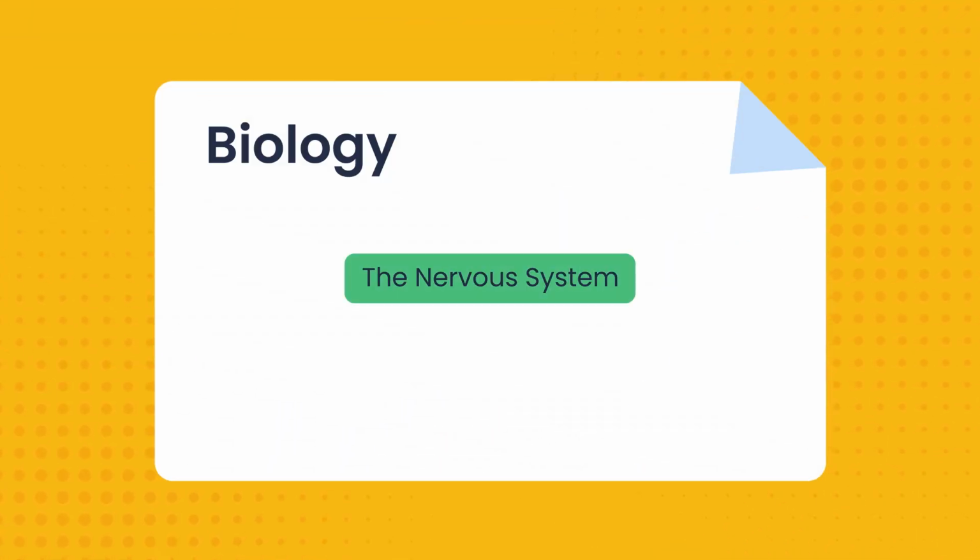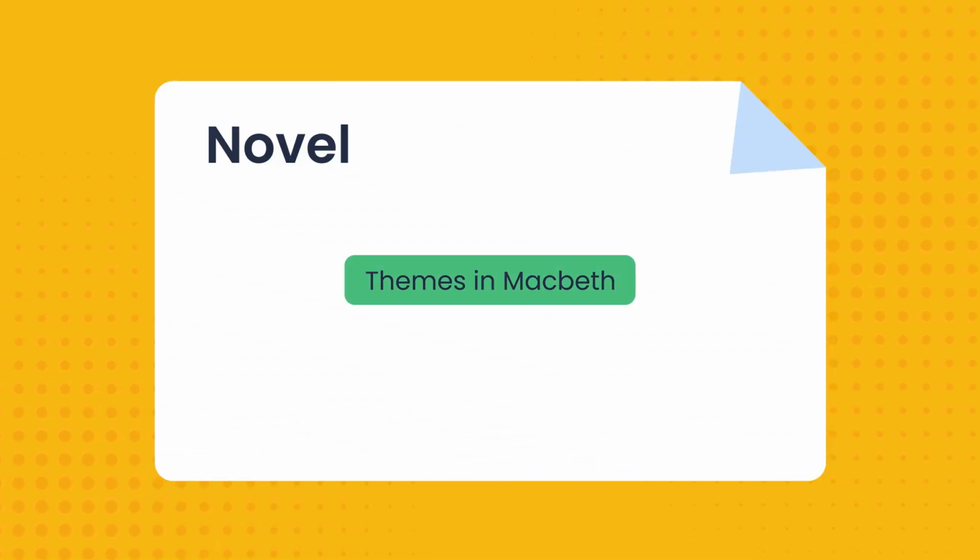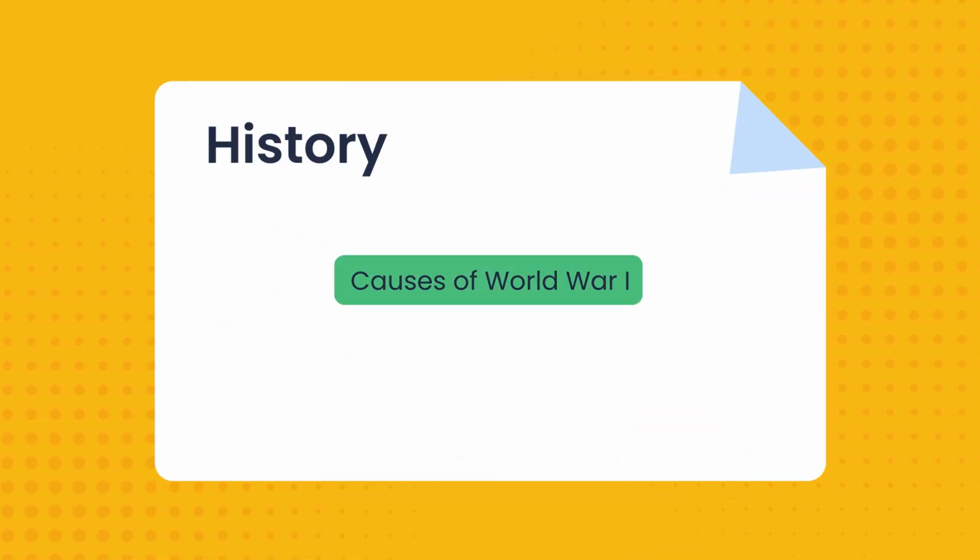This might seem obvious, but it's where a lot of students go wrong. Instead of sticking to a single main topic, they try to cram multiple ideas into one map, which makes it confusing and hard to use. A good concept map is built around a clear starting point. If you're studying biology, your central idea might be the nervous system. If you're analysing a novel, it could be themes in Macbeth. If you're preparing for a history essay, it might be the causes of World War I.